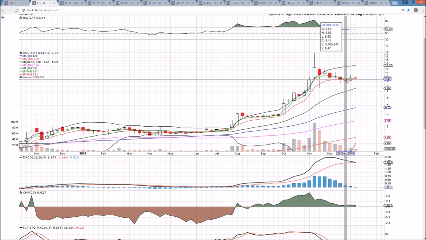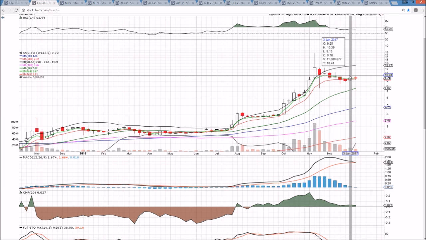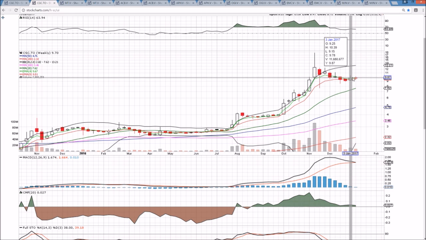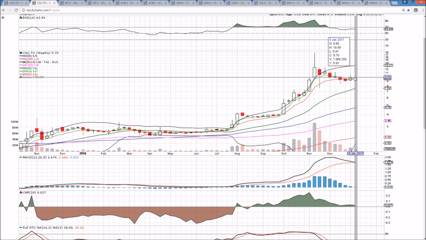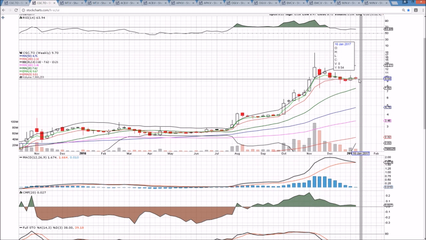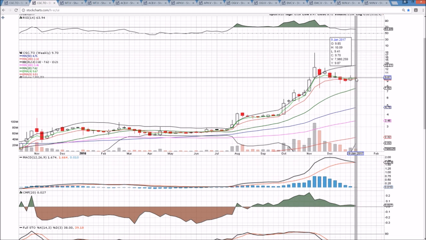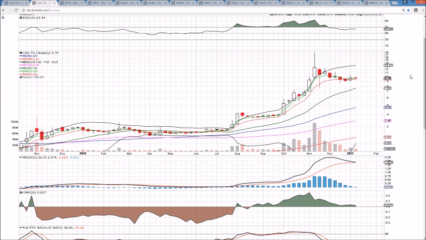So as soon as 9.63 broke 2 weeks ago, that was the bull signal, and we made a run to 10.39. Now we have another inside candlestick with a range of 9.41 to 10.09, and we'll look to see if we can get a bull break or a bear break, but just a clear break of that inside candlestick as we head into next week.